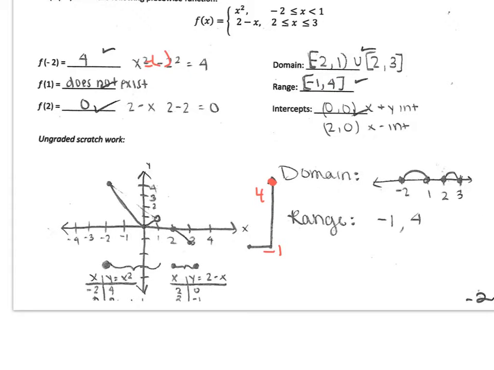Now what some students get confused about is, what about this open hole here? Do we just go -1 to 1, then open parentheses up to 4? And the answer is no, because this guy here has a y value of 1, so 1 is still covered. And so the range is -1 to 4.